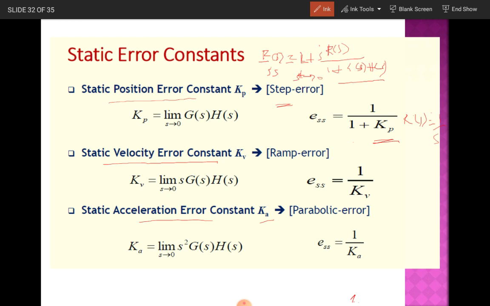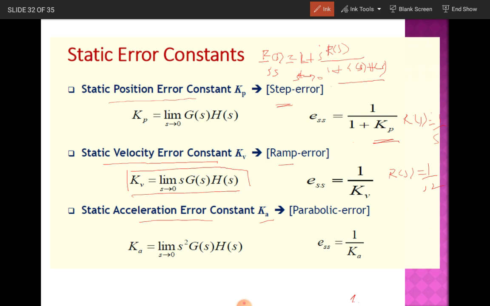In the case of a ramp input, R of s is equal to 1 by s square. Substituting in this error equation, s into 1 by s square, we get s divided by 1 by s square, so s will be cancelled. You will get 1 divided by s plus s into G of s H of s. When s tends to 0, the first term gives 0. Here you will get s into G of s H of s, which is taken as a constant. This gives the velocity error constant, so ESS is equal to 1 divided by Kv.